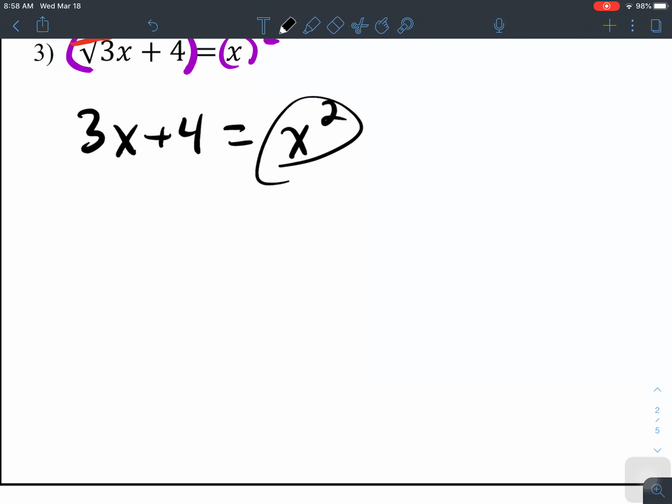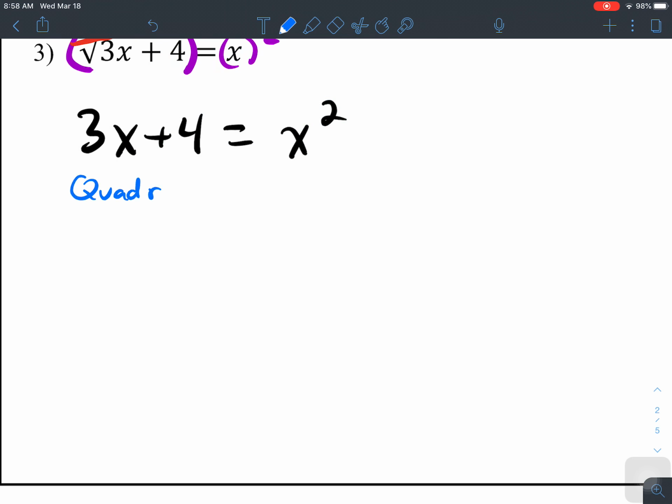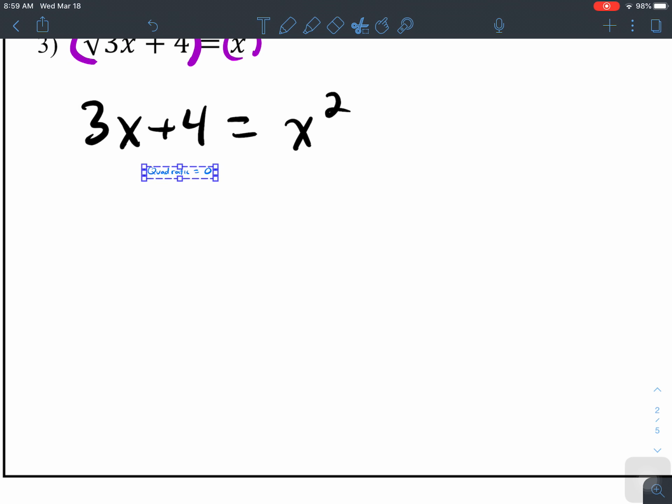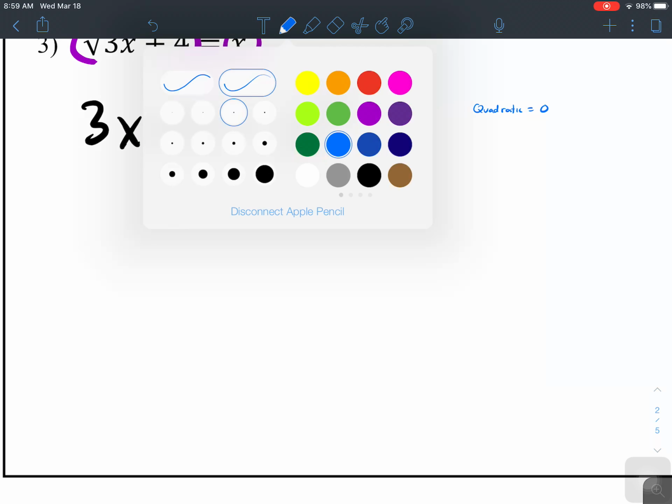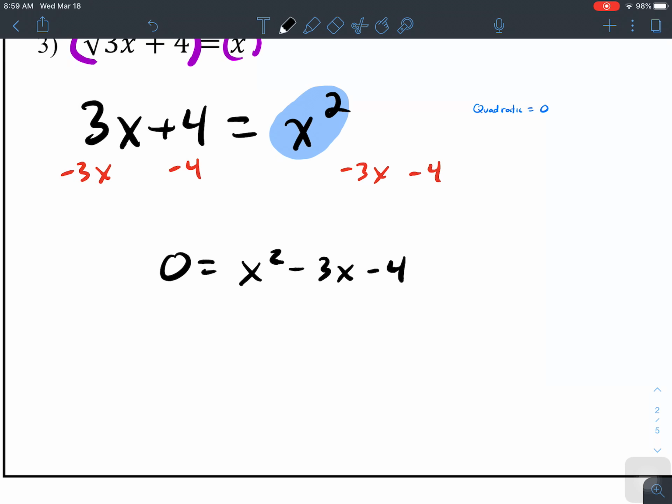Now, usually here, this is when we solve. But we don't usually have a square term. But it is a square term, which means it is a quadratic. And to solve a quadratic, you want to make sure it equals 0. Now, one thing I like to do is I like to make sure that the x squared is positive. So when we're dealing with this problem, even though you're moving more than one term, I'm going to subtract the 3x to move it over to the right side, and I'm going to subtract the 4 to move it over to the right side. Because I like to keep my x squareds positive when factoring. So 0 equals x squared minus 3x minus 4.